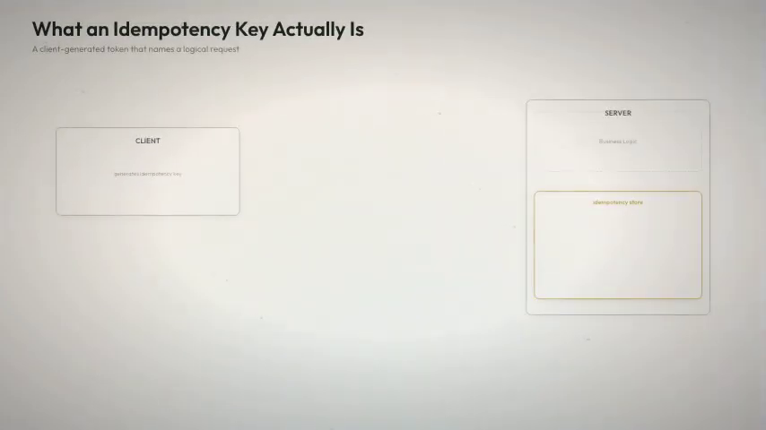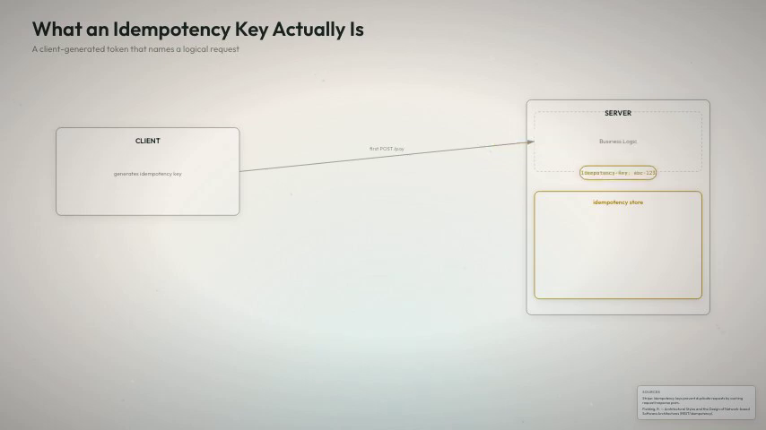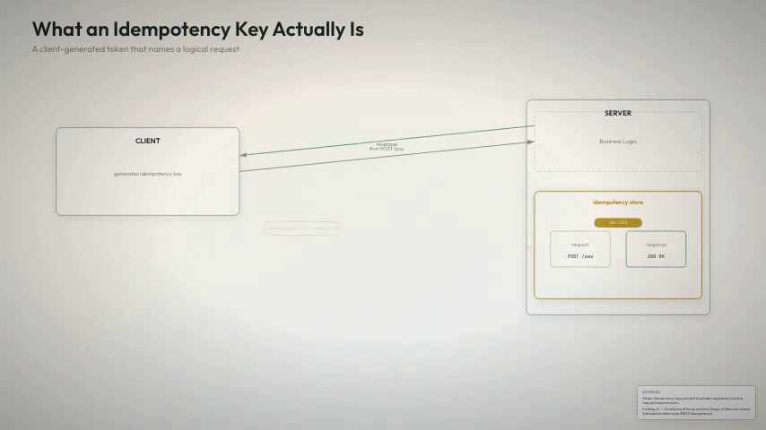An idempotency key is a client-generated token. Something like Idempotency-Key: ABC123. It names a logical request, not just a single network call. The client sends it with the first POST. The server captures the request and response pair in an idempotency store, keyed by that token.